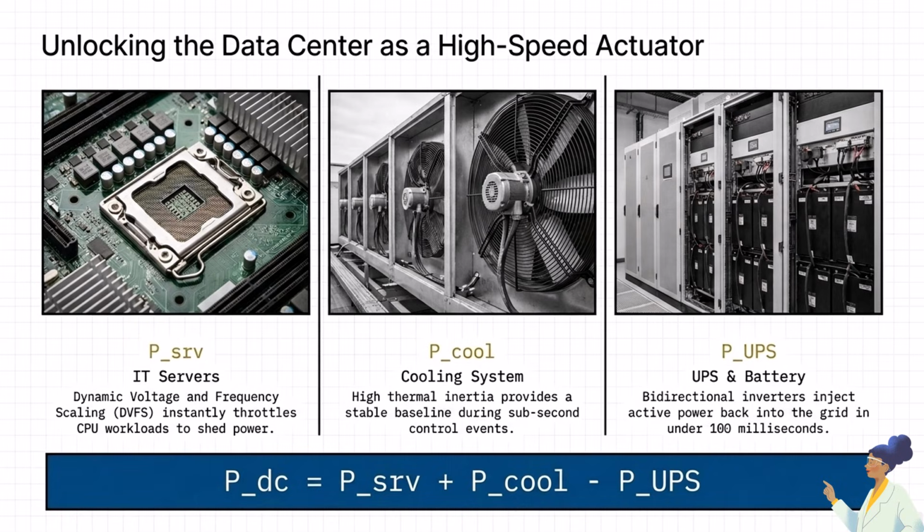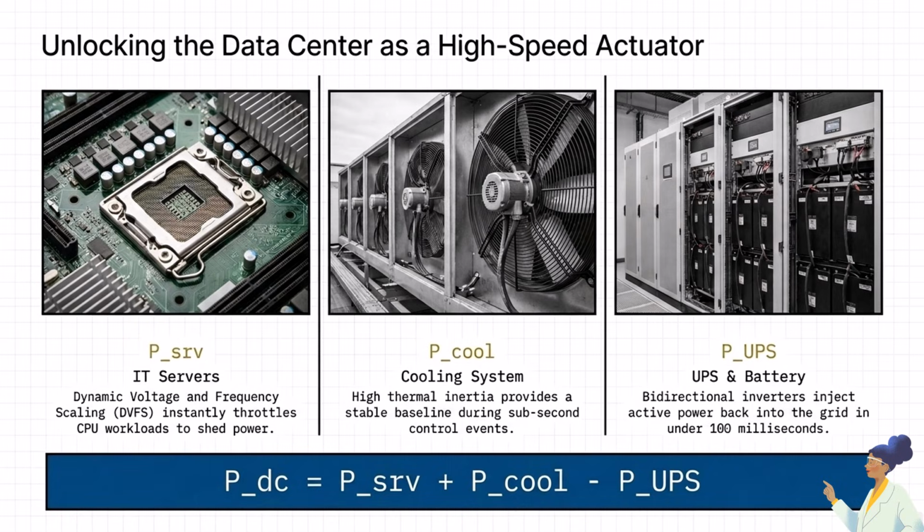Unlocking the data center as a high-speed actuator. So, where do we find this fast actuator in modern data centers? A large commercial data center can consume tens of megawatts, but this power is not just a static block, it's highly controllable. We can break it down into three main components.